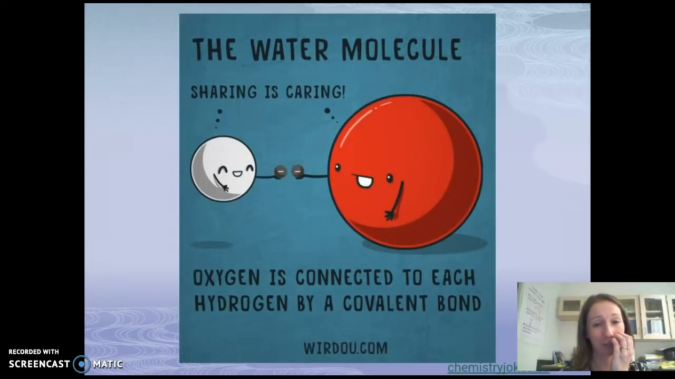A good example of this would be a water molecule. Right? Hydrogen has one valence electron. Oxygen needs two valence electrons to complete its outer shell. So if it shares electrons with two hydrogen molecules, H2O, then they all get what they want. They form a covalent bond.